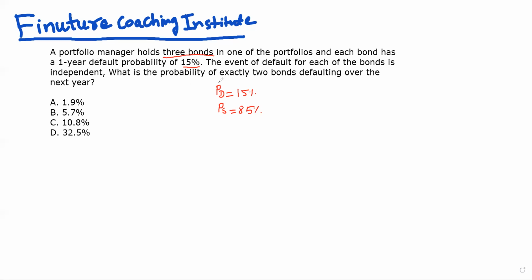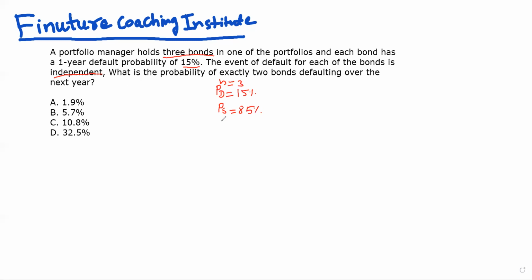And the number of bonds is 3, so let me call it 3. And the event of default for each bond is independent, very important. What is the probability of exactly 2 bonds defaulting over the next year?